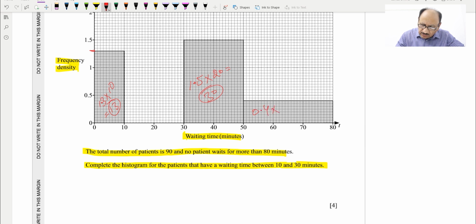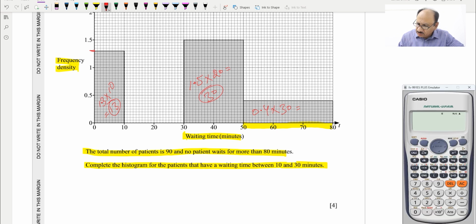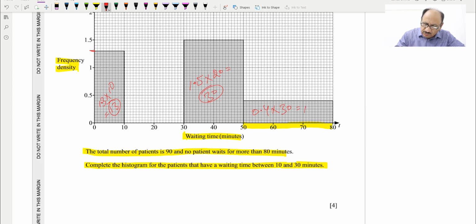And this one is 0.4 multiplied by the class width. The class width is this much, so it is multiplied by 30. So this will be equal to 0.4 into 30, which is equal to 12. So this one is 12.